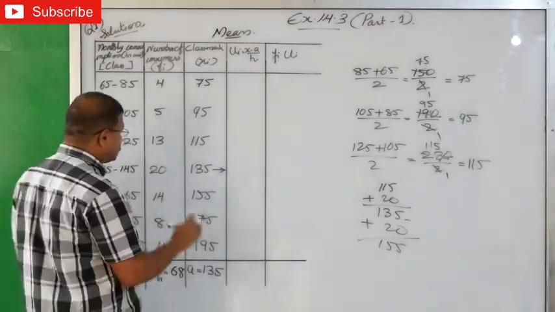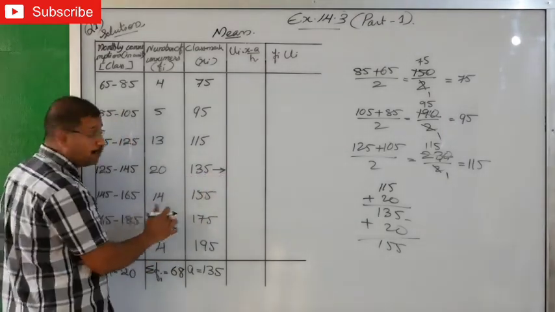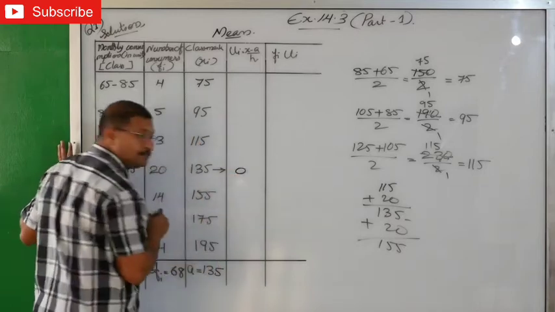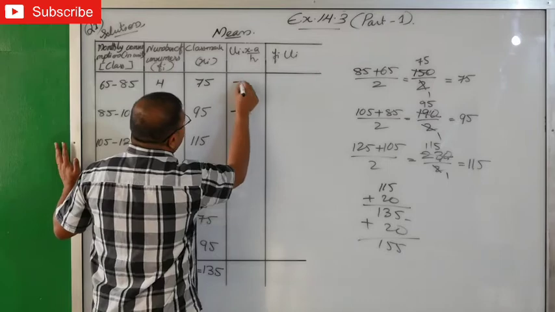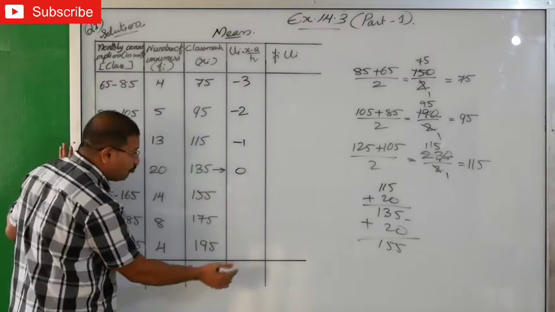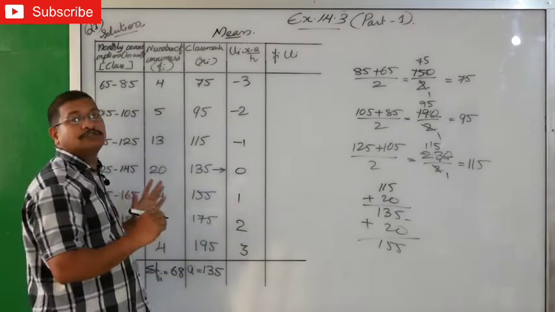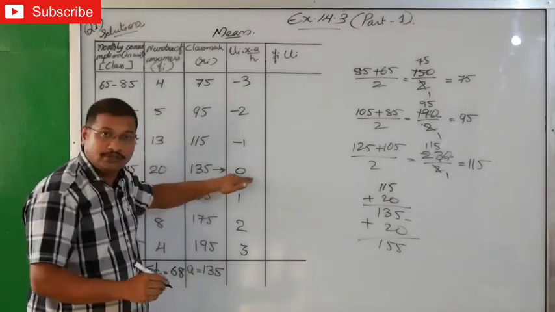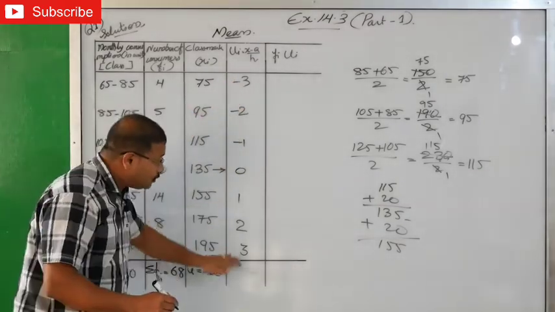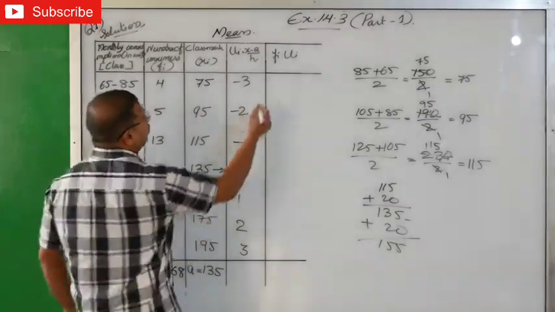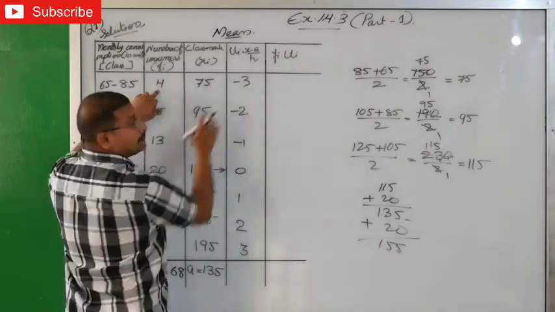From there we'll understand. So under ui, against the assumed mean A, we will write 0. In the upper portion we write minus 1, minus 2, minus 3, and in the lower portion 1, 2, 3. See what we did? Against A we put 0, then minus 1, minus 2, minus 3, 1, 2, 3. Ready? Next step, what will you do? fi ui. These two will be multiplied.